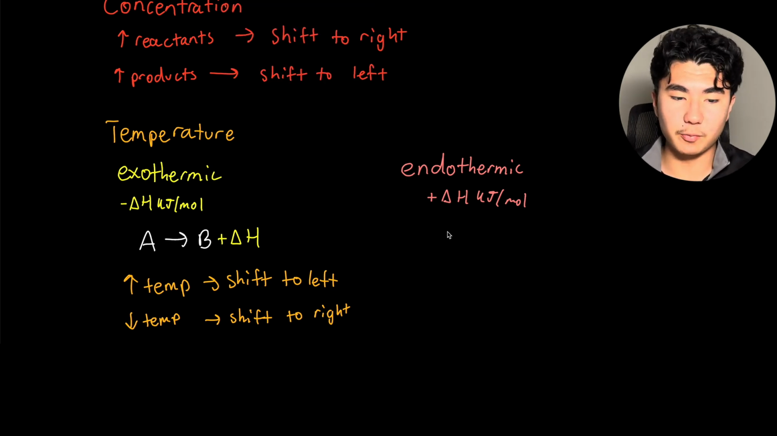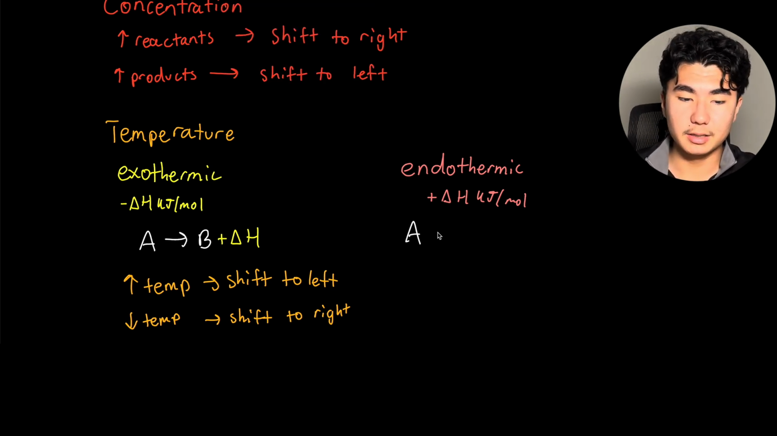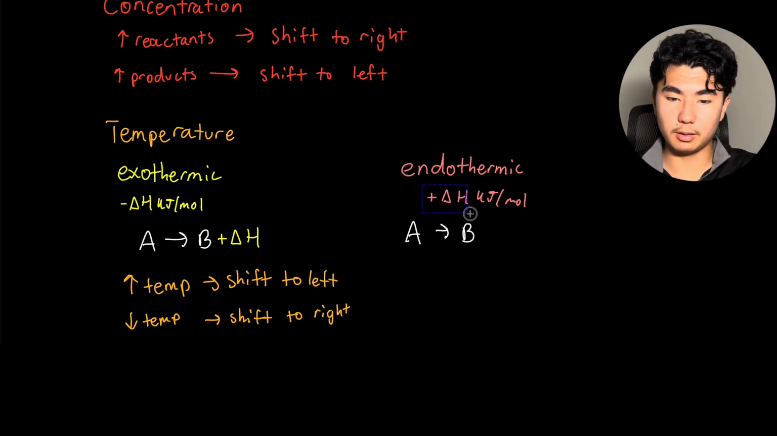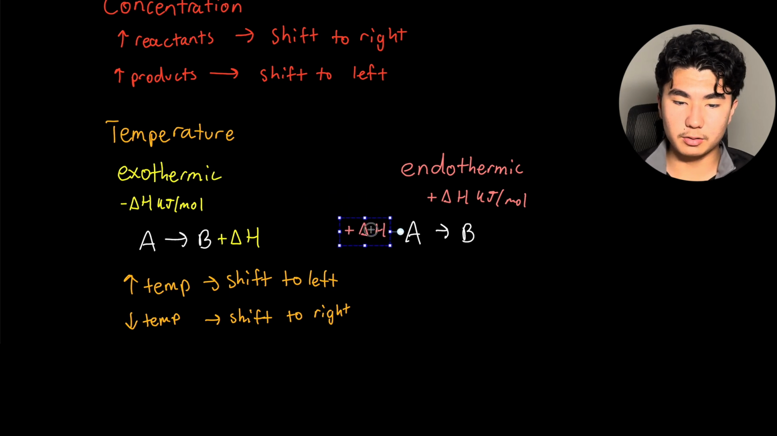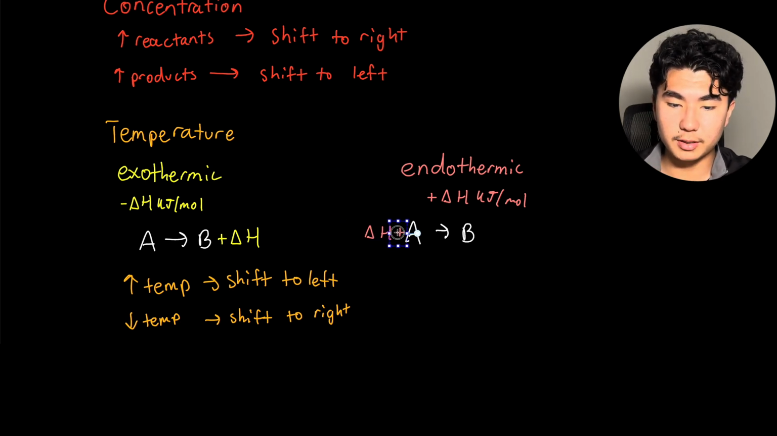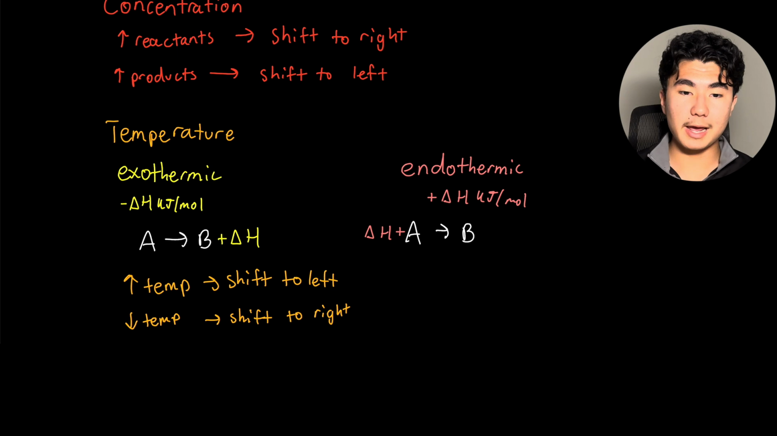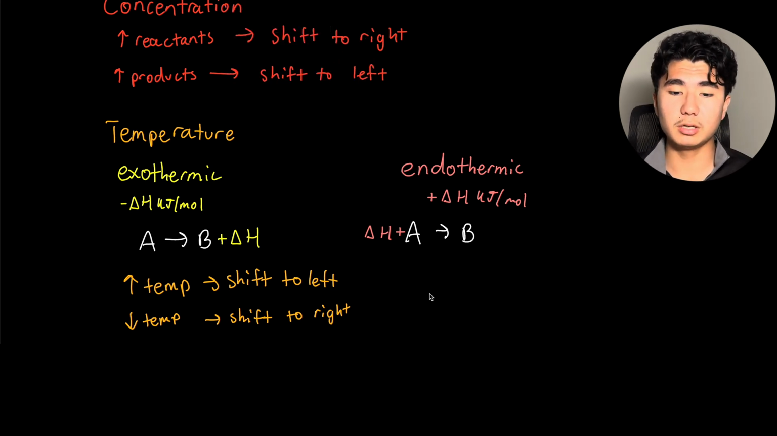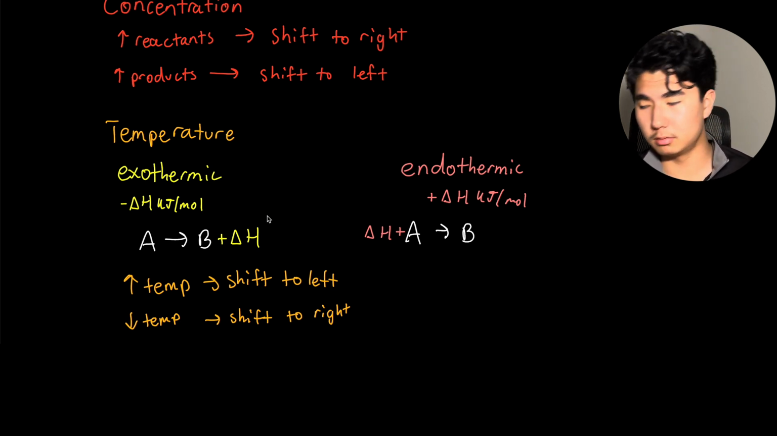Now let's look at an endothermic reaction, and we'll have the same A goes to B, but our enthalpy, let me just copy this. So our enthalpy is going to be on the reactant side when it is endothermic. And pretty much same logic. All you really have to do is just draw out where the enthalpy is going to be. So if it's endothermic, it's going to be on the reactant side. If it's exothermic, it's going to be on the product side.